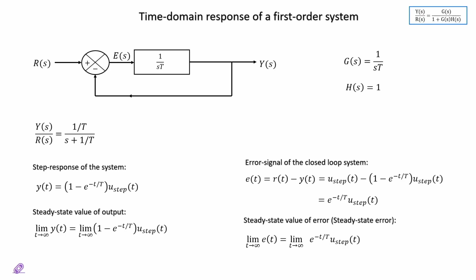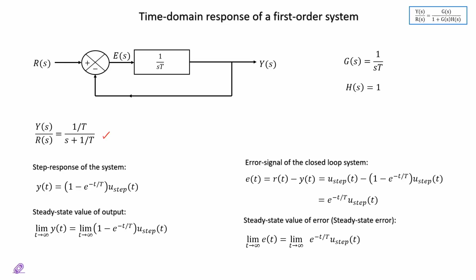Welcome back everyone. In the last class we were looking at the response of a standard first order system, which in the closed loop configuration looks something like this. We had found the closed loop transfer function of the system using the formula which we derived in the last class, and then we saw what the step response of the system will be, what the steady state value of the system is, and how the error signal evolves as time changes.